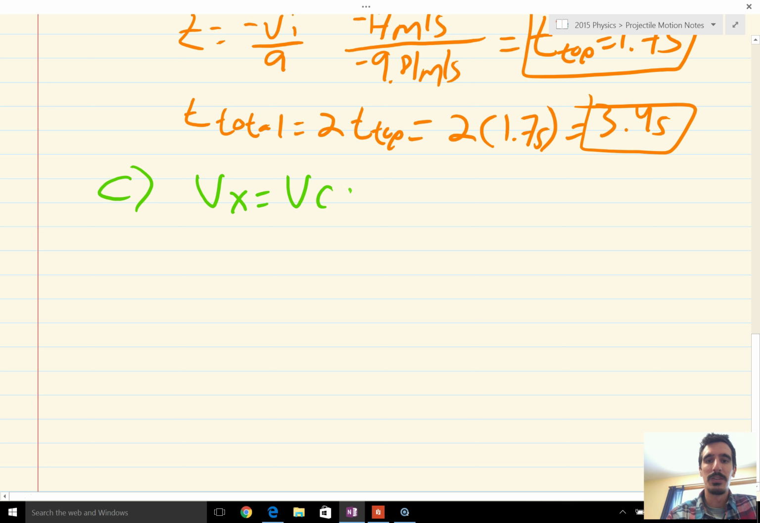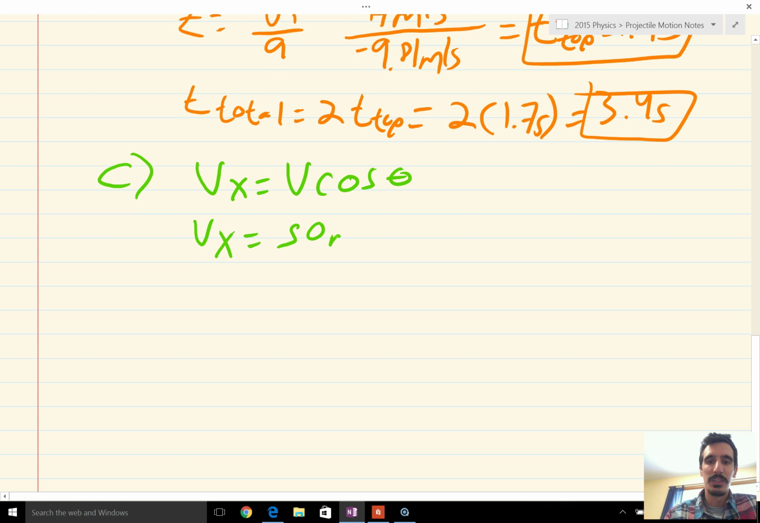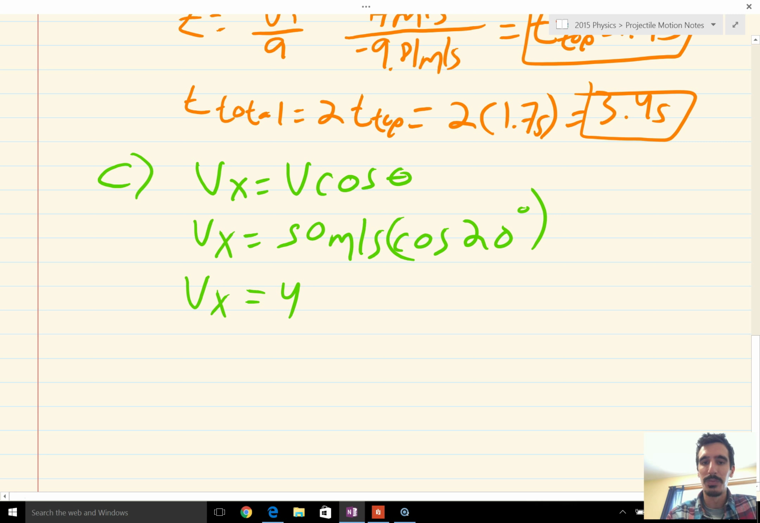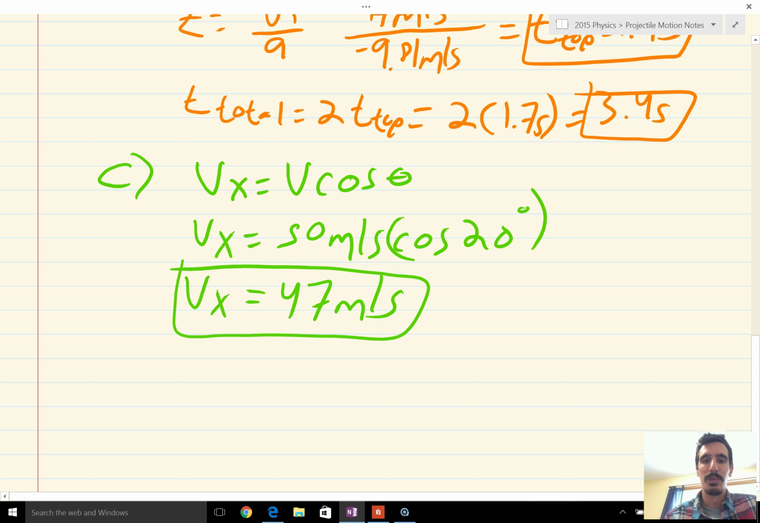Vx equals V cosine theta. So velocity is 50 meters per second times the cosine of 20 degrees. Put that in our calculators and we get Vx is 47 meters per second. Okay, but we're still trying to find how far it went. So we know the velocity in the x direction is 47. We also know Vx is constant, so it does not accelerate. And we also found the time is 3.4 seconds.